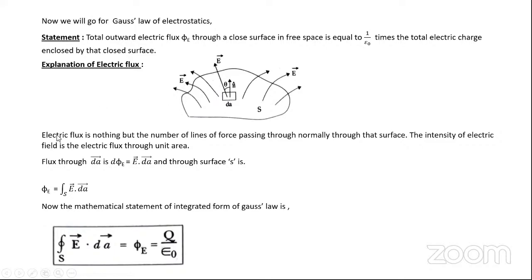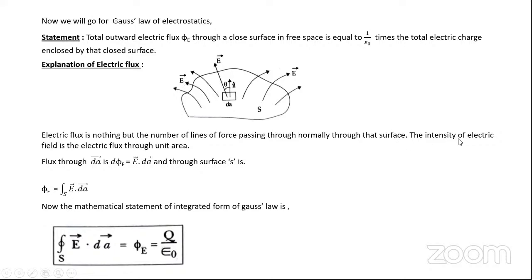Now what is that E? E is nothing but the electric flux through unit area, that is the electric field intensity E. Now here electric flux is nothing but the number of lines of force passing normally through that particular surface area, right?